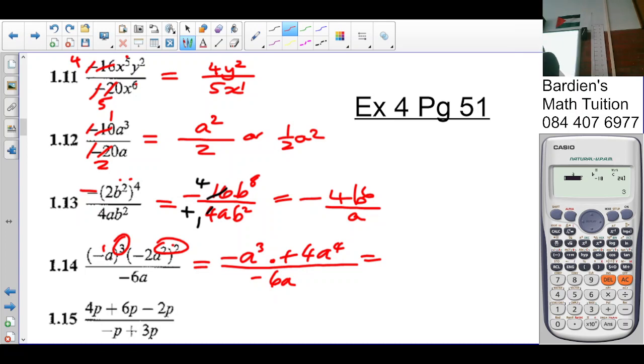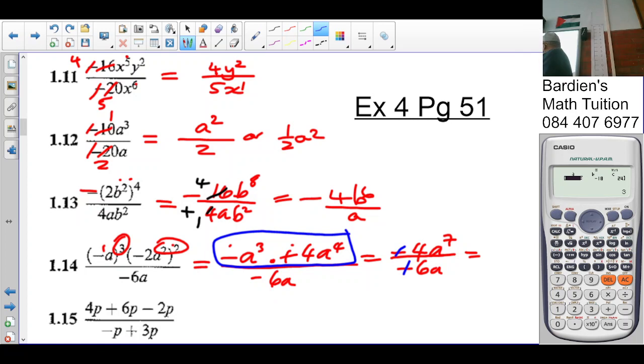So now we can multiply the top out. Positive times a negative is negative. There's a 1 in front of a cubed, so 1 times 4 is 4. A cubed times a to the 4 will be a to the exponent 7 over negative 6a. You all okay with that? Negative divided by negative, positive. 2 goes into 4 twice, 2 goes into 6 three times. So it's 2 over 3. Where's the more a's? On top. So it will be a. 7 minus 1 is?